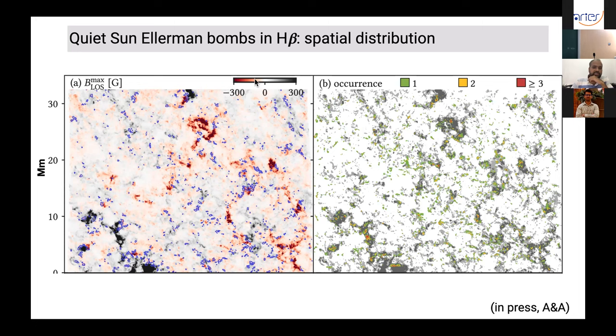Then we found out where in the field of view all the events appear. So here is the magnetogram. What you see in black and red are the different magnetic polarities, negative and positive. In this field of view, the big patches, the strong ones, are the network region, and this is the internetwork region.